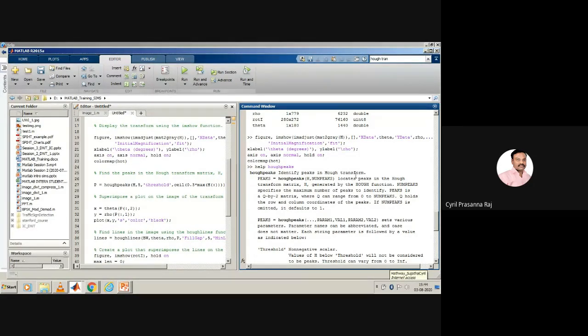Suppose there is one straight line that is very long. That implies the number of points would be large. Take one more straight line that is very short, so the number of points on that line would be very small. Out of these two, the longer straight line is more important than the shorter one. When you compute the Hough transform, for the shorter straight line you will have multiple sinusoids, and for the longer straight line you will also have multiple sinusoids.